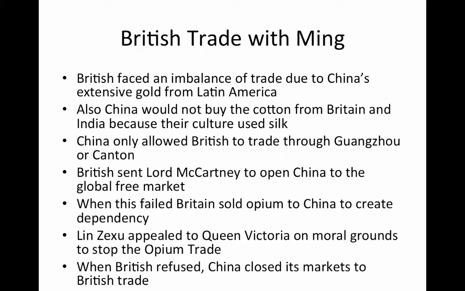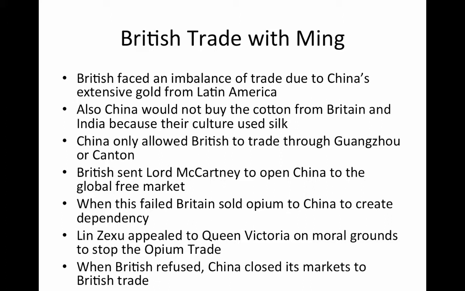China only allowed the British to trade through Guangzhou or Canton. In the late 1700s, the British sent Lord Macartney to try to open up China to global free trade, but this failed under Qianlong, the emperor of the Chinese dynasty at that time period. When this failed, Britain began selling opium to China in order to create dependency and force them to open up to trade.